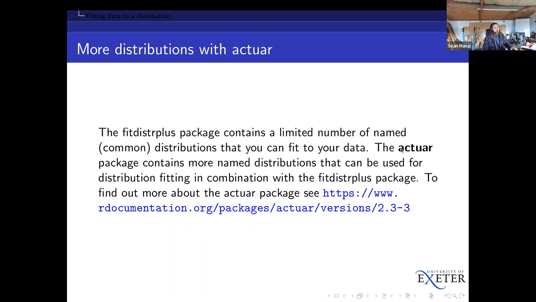Now there are a couple of things to mention. There is a package called actuar, and this contains some more named distributions and some odd ones. It doesn't work with all versions of R, unless it's been updated, because it's actually a really handy package. But it wasn't working with the latest version, so you might have to use a slightly older version of base R in order to run that package if you do need to use it. But again, the link to the documentation is here.